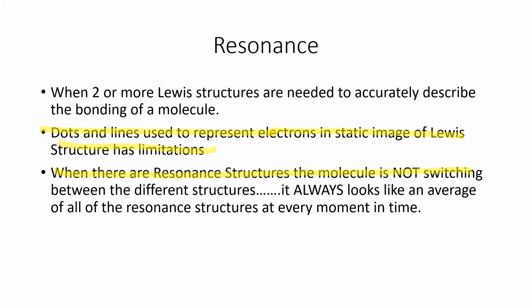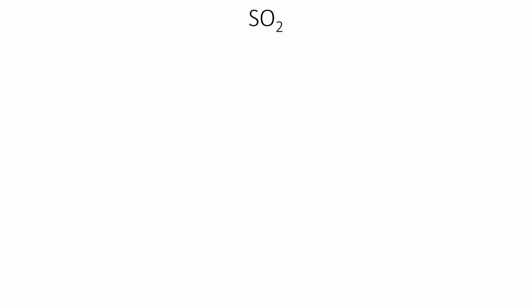And when we have multiple resonance structures, the key is that the molecule isn't switching back and forth between the structures. It never looks like any of the structures. It will always look like an average of those resonance structures at every moment in time. And we'll use SO2 to show this idea of resonance.